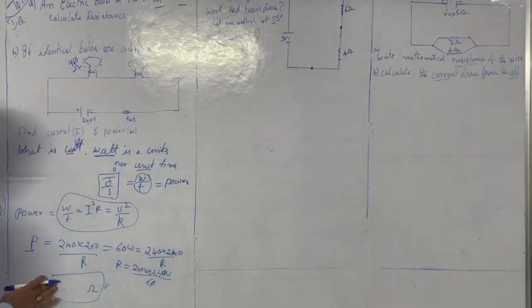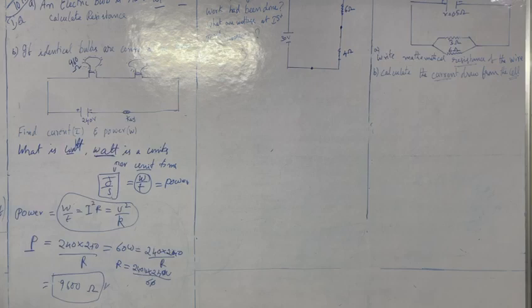Sir, answer is 960 ohms. Right, but tell me your answer. What is the correct answer? 240 into 240, not 24. The zero gets cancelled by 6. Okay, so 240 into 24 by 60 is the correct answer.